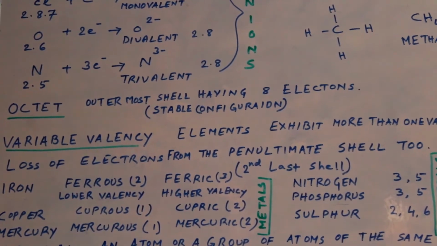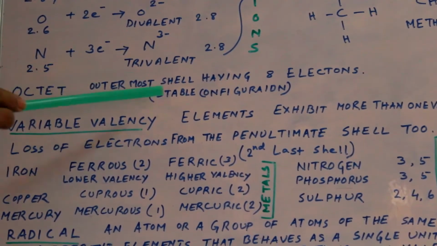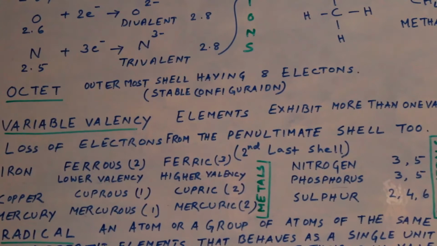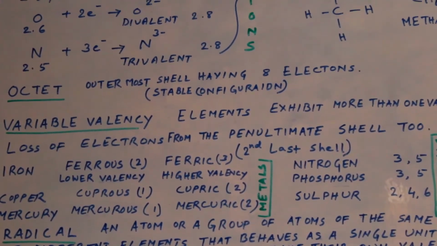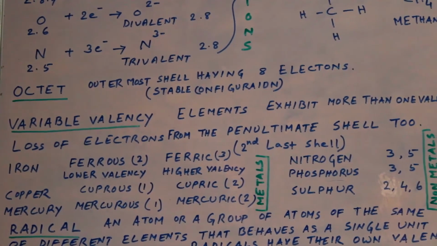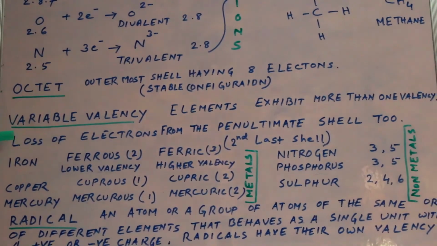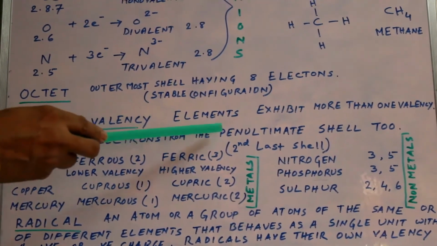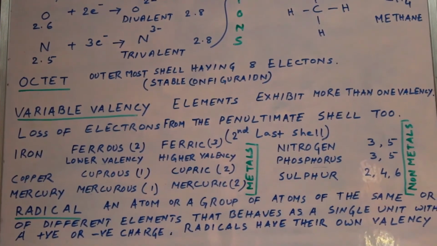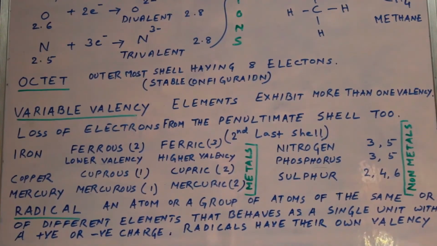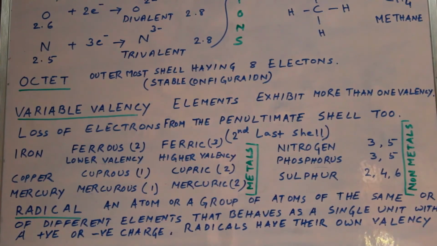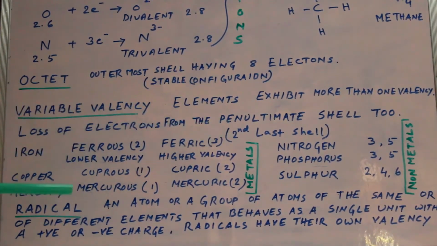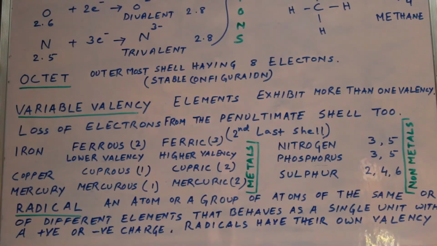Now another concept is variable valency. Some elements exhibit more than one valency, so they have variable valency. And how do we get variable valency? Loss of electrons from the penultimate shell, that means the second last shell. If loss of electrons occurs from the penultimate shell, then those elements have variable valency.